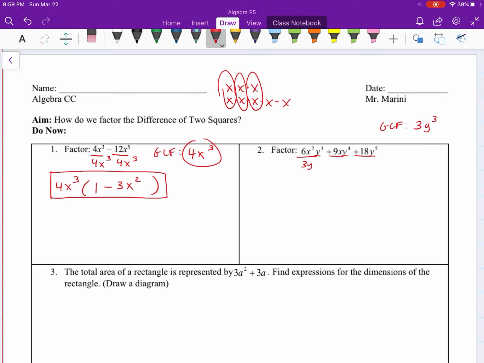So we're going to divide all this by 3y to the third, which is going to give us 2x squared plus 3xy plus 6y squared, and then put 3y to the third in front.